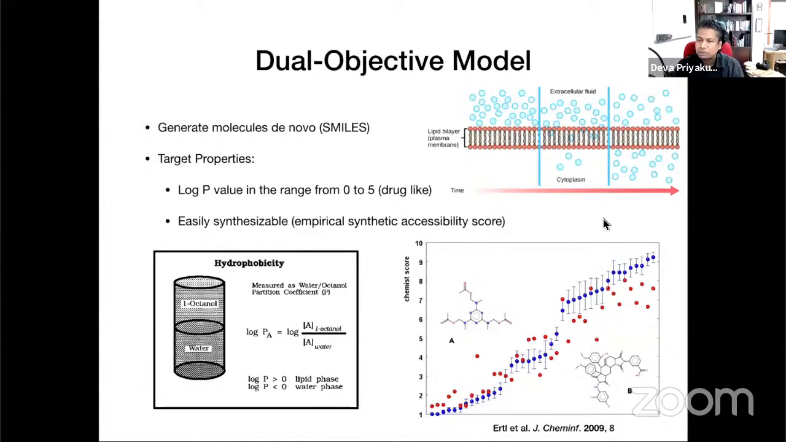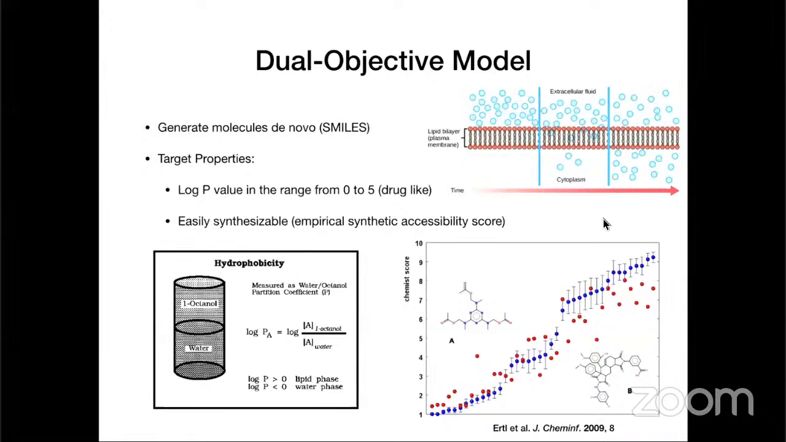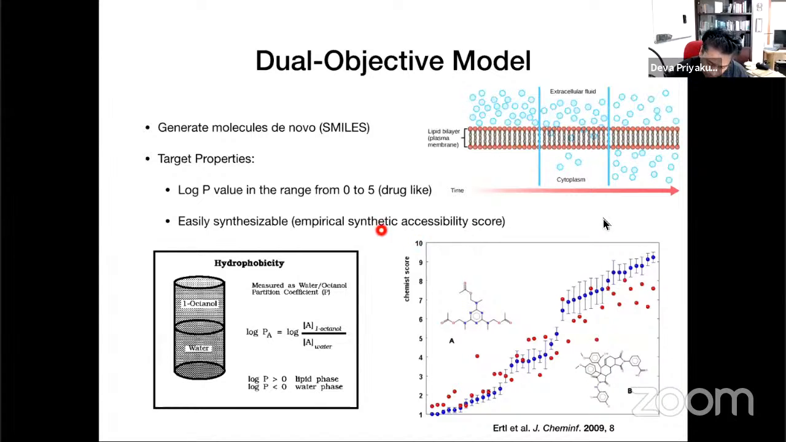Someone should be able to make it, right? It should be possible to synthesize in a lab. There is something called a synthetic accessibility score, which assesses how difficult it is to synthesize that particular molecule. If the value is very high, that means it's very, very difficult to synthesize. If it is very low, then it is easy to synthesize.